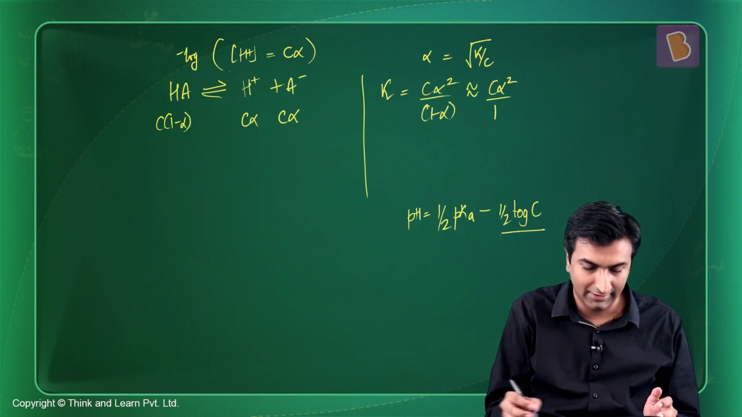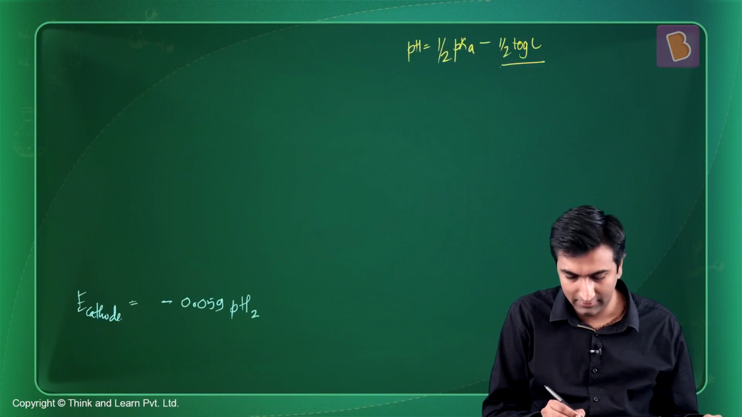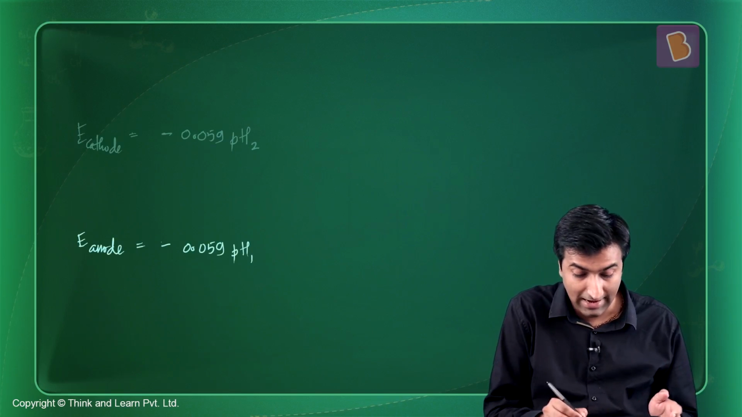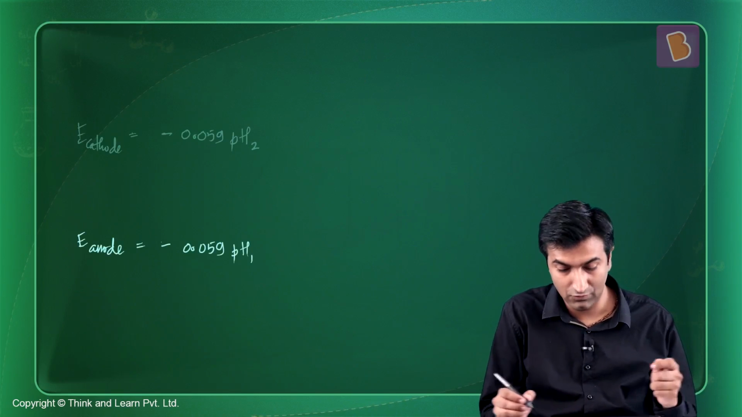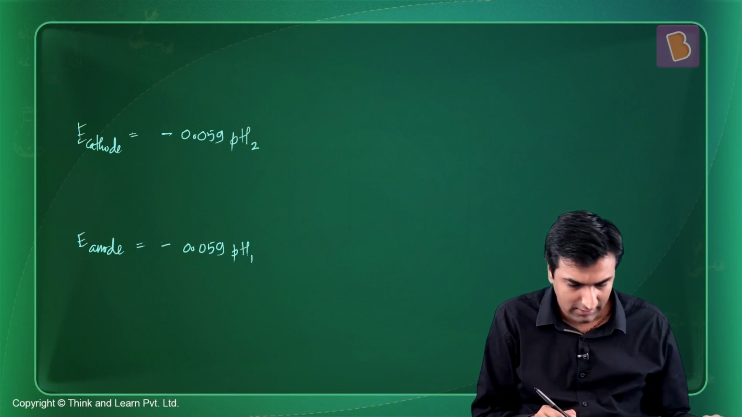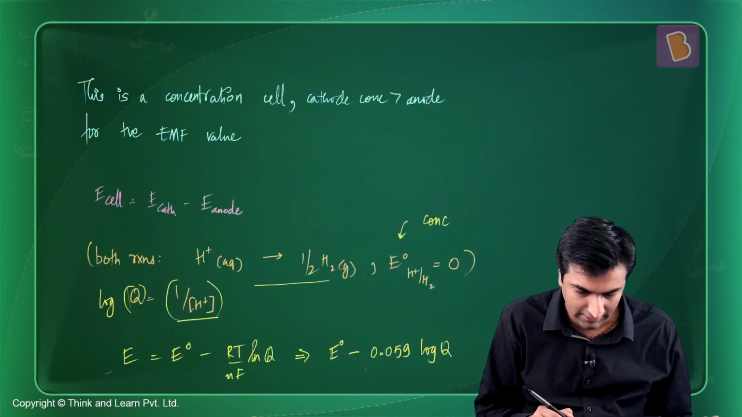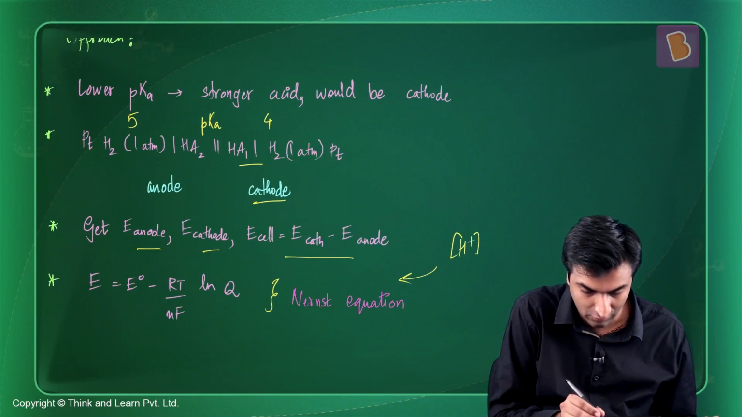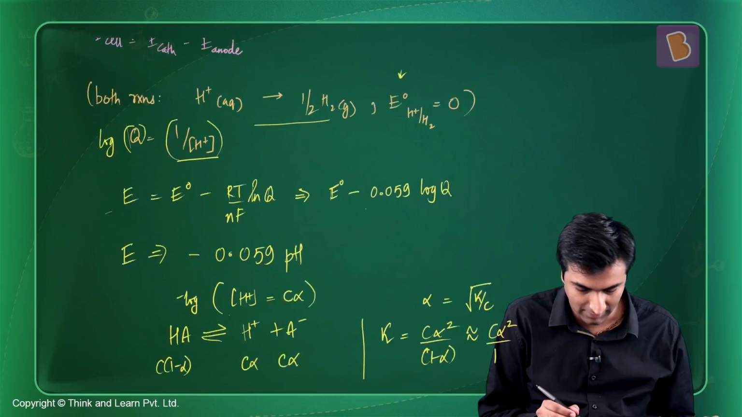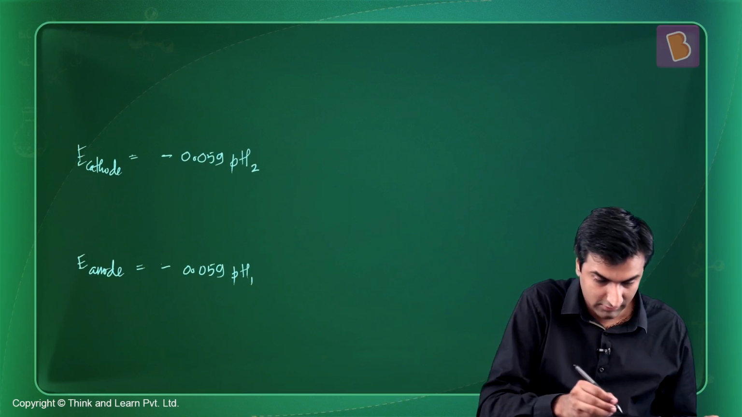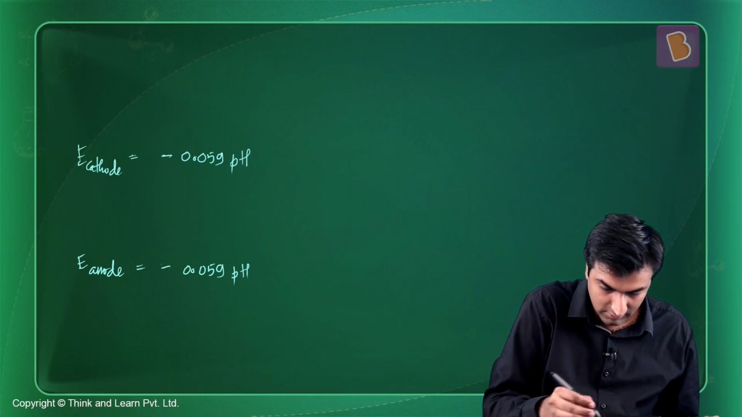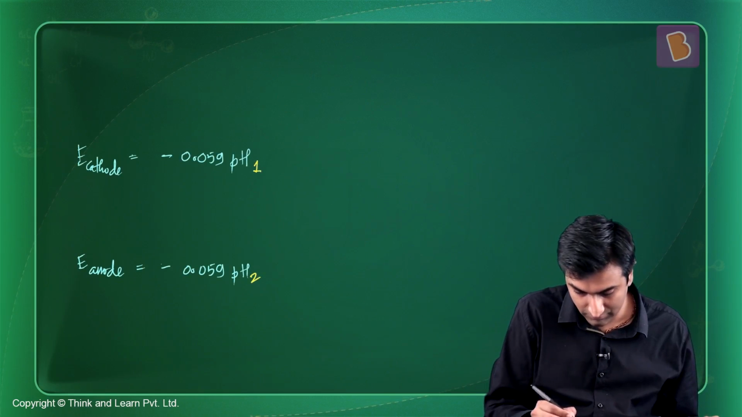Why? Because I'm subtracting two values, right? So let's go ahead and see. E cathode is minus 0.059 pH2. E anode is minus 0.059 pH1, whatever these values may be. Wait, is this correct? Hold on. Which was the cathode? Which was the anode? Cathode was 1, anode was 2. Okay, let me correct that quickly. This is going to be pH1, this is pH2, right? This is pH2, this is pH1.